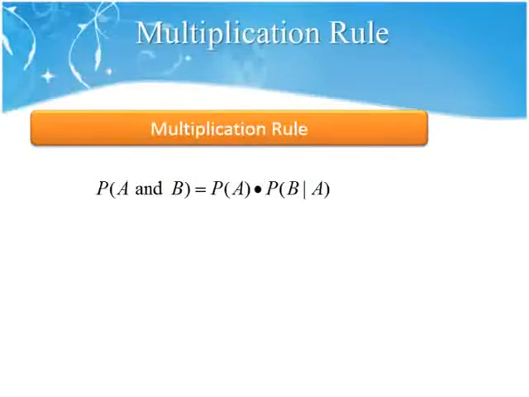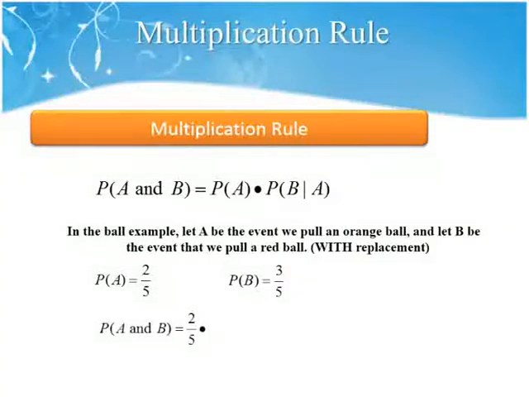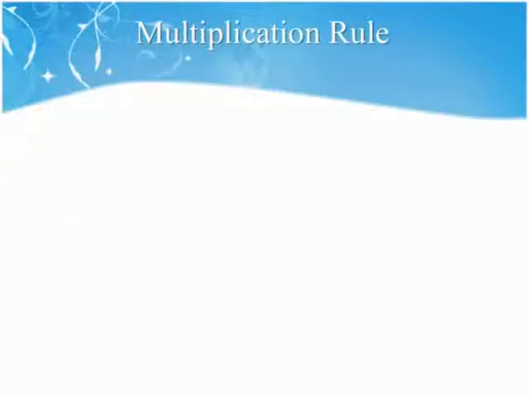A similar situation, but slightly different, if we go back to the ball example again, let A be the event we pull an orange ball out, let B be the event that we pull a red ball out. However, this time we're going to consider with replacement, meaning we pull the orange ball out, but then we put it back. In this case, once we put it back, then the probability of B doesn't change given that A has already occurred, because once we put that orange ball back, all the probabilities reset to their original probabilities.